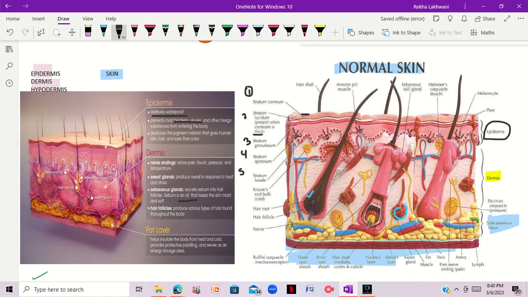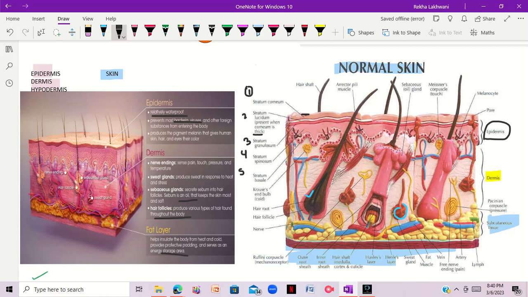Now we have hair follicles, which produce various types of hair found throughout the body. Now we have the fat layer. This hypodermis basically helps insulate the body from heat and cold, provides protective padding, and serves as an energy storage area. As I said, this helps with the insulation. It is made up of adipose tissue, right?